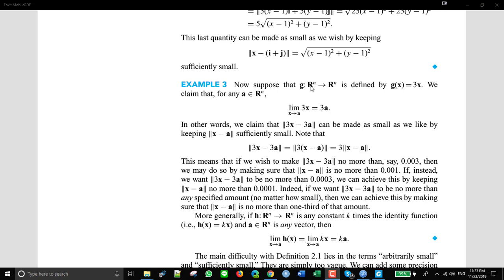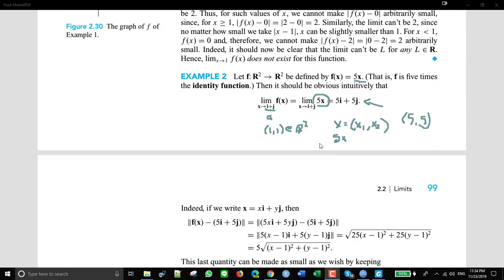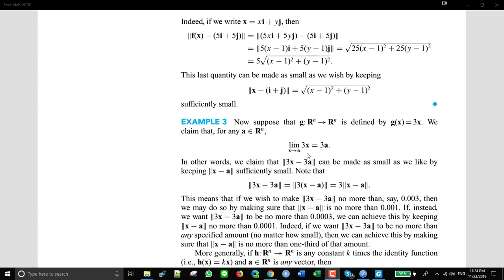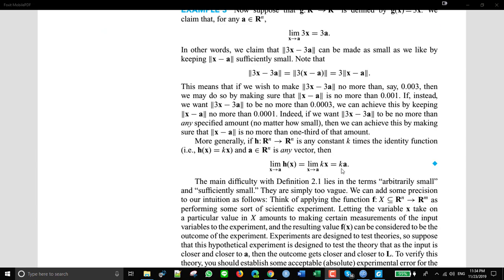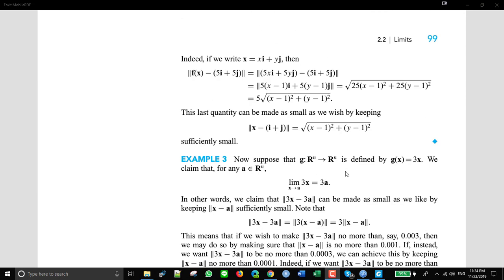And then we're going to do it even more generally. So this was from Rn to Rn, and we had specifically a 3 here, but we're also going to do it from Rn to Rn, not with a specific value of 3, but for a general value of k. And we're going to say that if h of x is equal to kx, then the limit as x approaches a of h of x is ka. That's similar to what we got here. The limit was 5 times a, and here we're going to say it's k times our a. So this is a more general expression of what we showed up here.